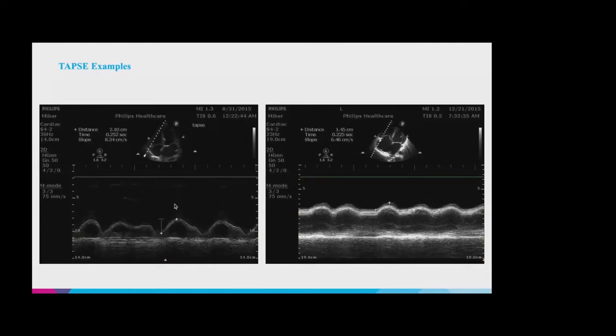And that's sort of an indeterminate value, like anywhere between 18 and 24 is indeterminate, but it would potentially be normal. But you couldn't call it reduced based on this measurement. But definitely less than 17 millimeters is abnormal. And this is something you could do if you do get adequate apical 4-chamber views.